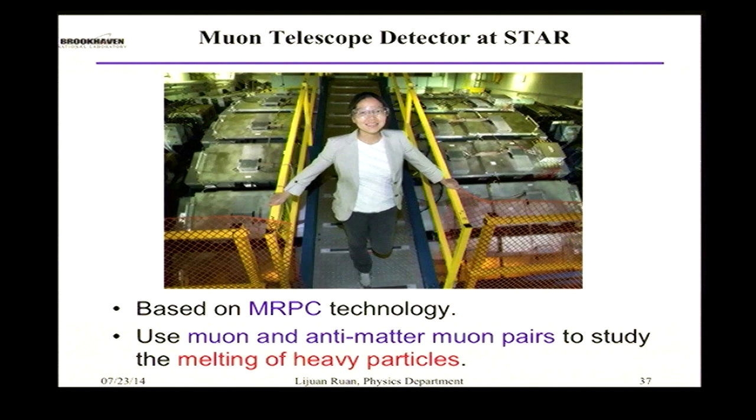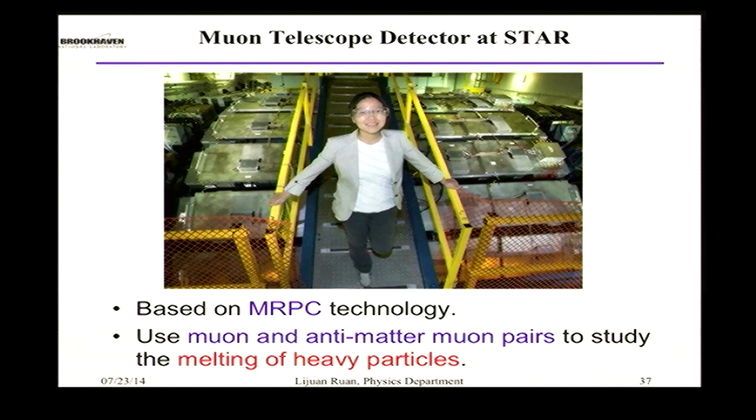And at the end, I would like to mention the muon telescope detector. This is, again, one detector upgrade, based on the MRPC detector technology. And for this detector, what I want to do is use muon and antimatter muon pairs. And you can think that this is actually very similar to electron and positron, because compared to electrons, the properties of muons are almost the same, except the muons are much heavier.